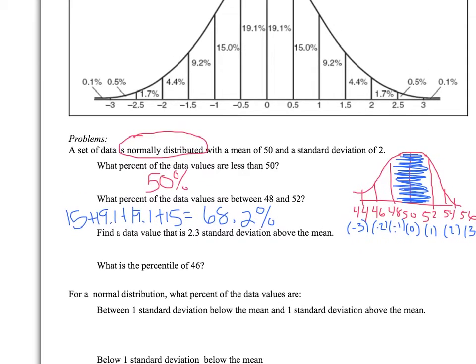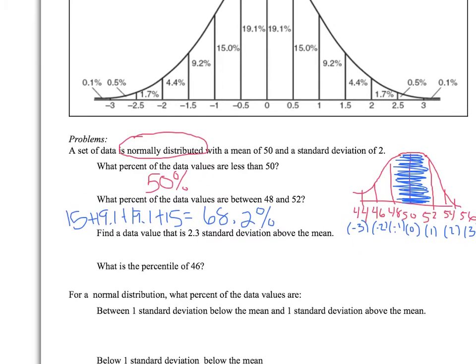Find a data value that's 2.3 standard deviations above the mean. Well, the mean is 50. Above means add. 2.3 standard deviations. Each standard deviation is worth 2, so 2.3 times 2 equals 4.6, giving 54.6. So at 54.6 is 2.3 standard deviations above the mean.